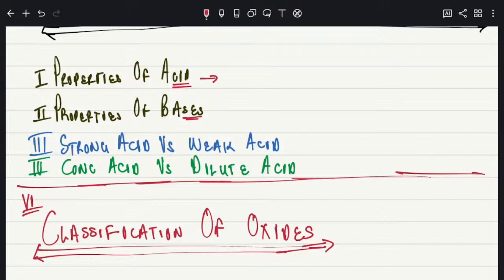What do I get? Tell me what happens when I take an acid plus a base. What do I get? Tell me what happens when I take an acid plus a metal carbonate. What happens? Then go to bases now. Tell me what happens when I take a base and I react it with an acid. What are you going to get?